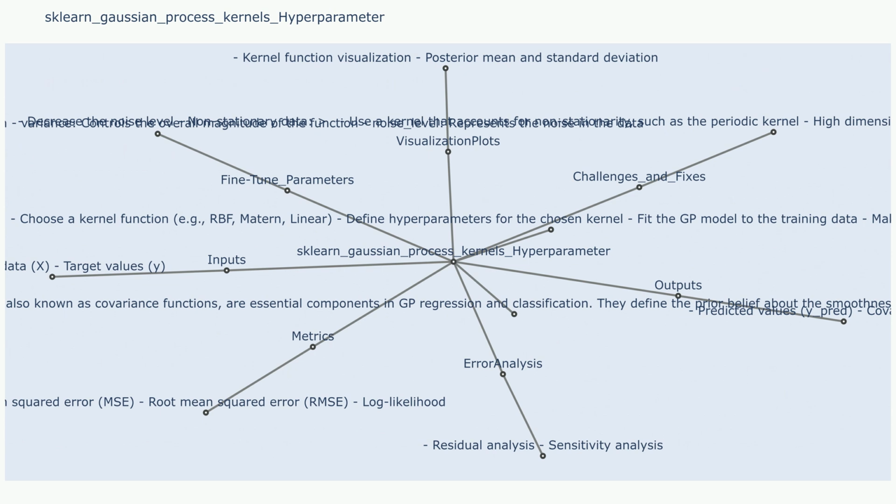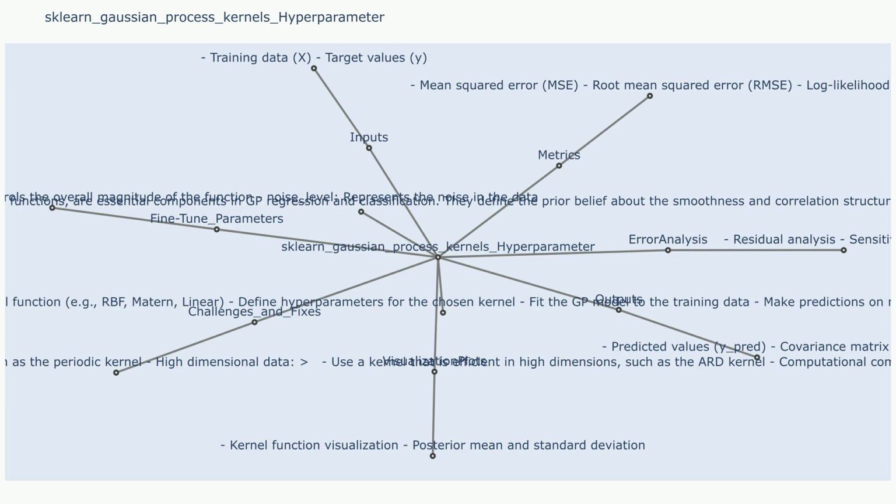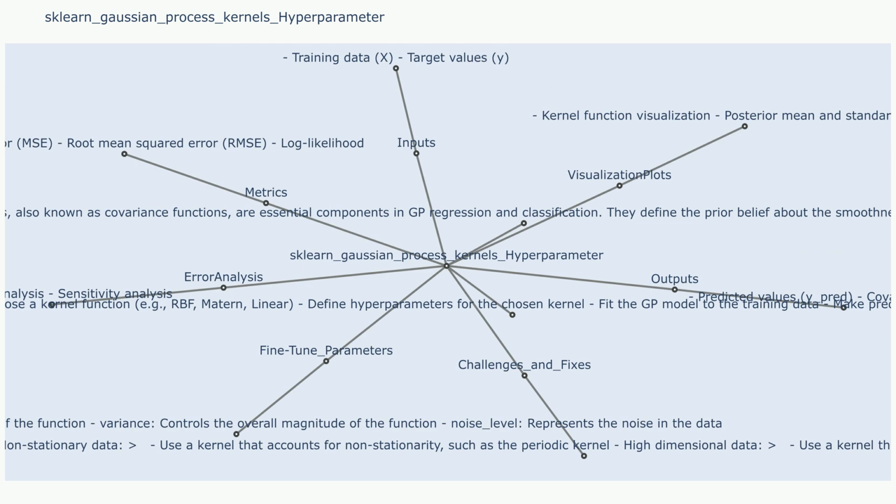Confidence intervals. These intervals provide a measure of the uncertainty in the predictions made by the model. Predictive distributions. These distributions provide a more complete picture of the uncertainty in the predictions, as they include information about the shape of the distribution as well as the confidence intervals.